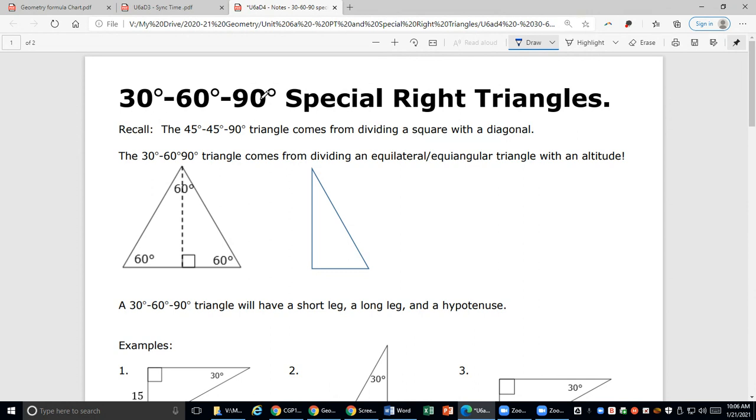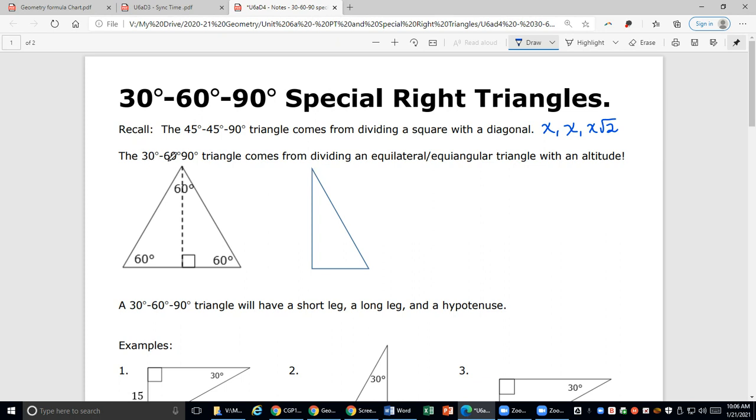We've already talked about our 45, 45, 90, where we said the 45, 45, 90 triangle comes from a square divided with a diagonal. And we said if we know one leg, we know the other leg, and then the hypotenuse is that leg times the square root of 2. If you need extra help on that, make sure you ask during tutoring or during sync time, or go back and rewatch those videos.